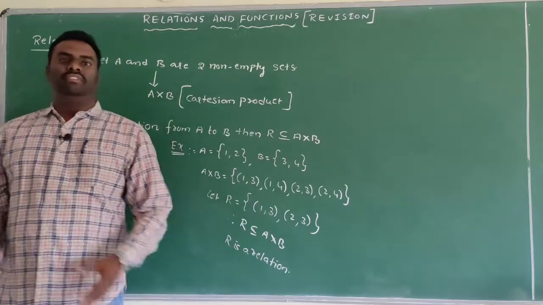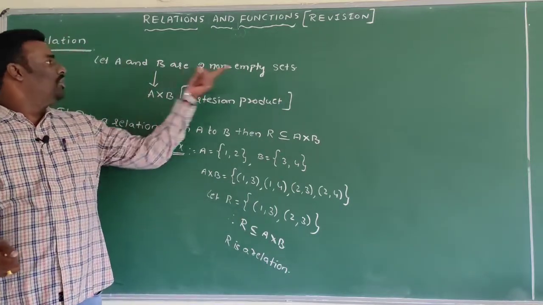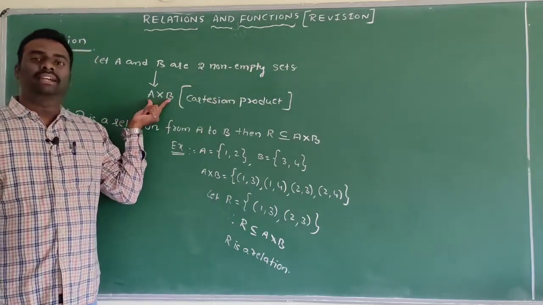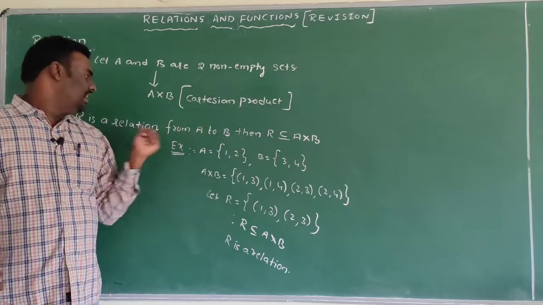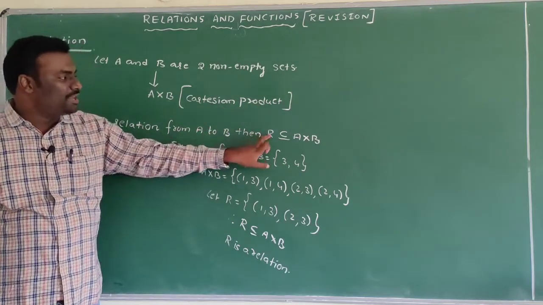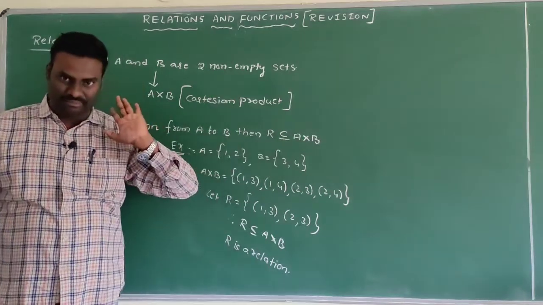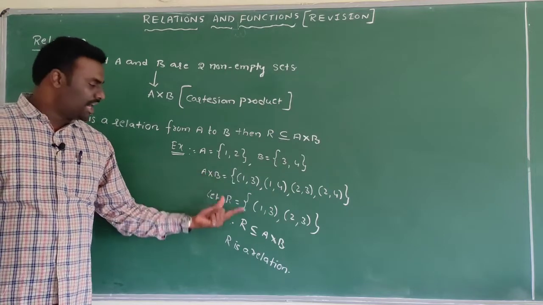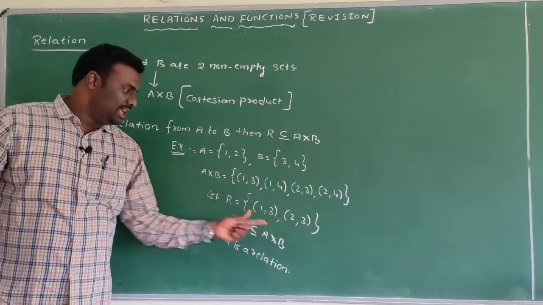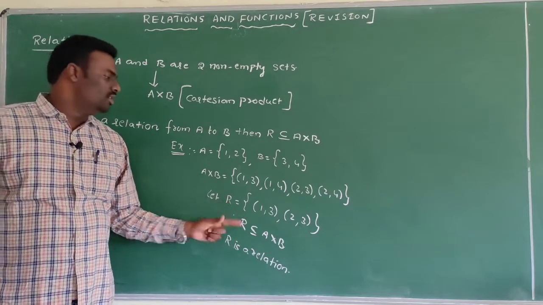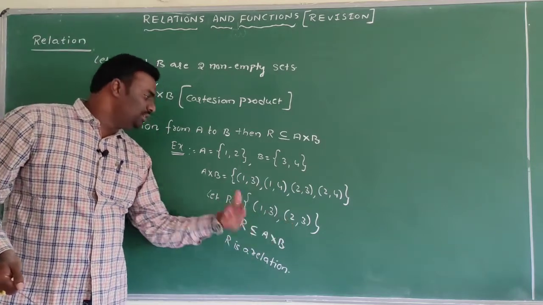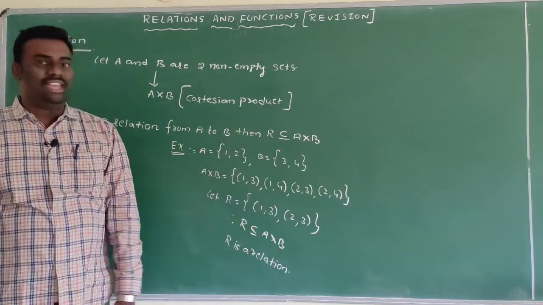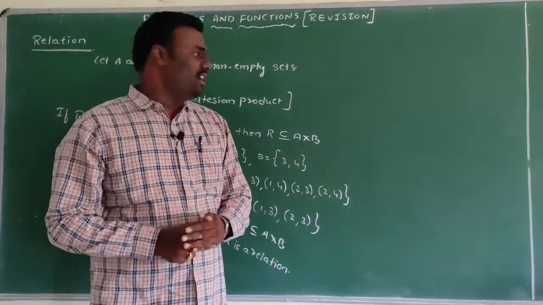So once again, if we want to define a relation, first we require two non-empty sets. For these two non-empty sets, we need to find the Cartesian product. If R is a relation from A to B, then R must be a subset of A cross B. In the example, I took two non-empty sets, found A cross B, and took R as (1, 3) and (2, 3). Is this a relation or not? Yes. Why? Because the ordered pairs in R are also there in A cross B. That's why you can write R is a subset of A cross B. Then R is a relation. This is the definition of relation.